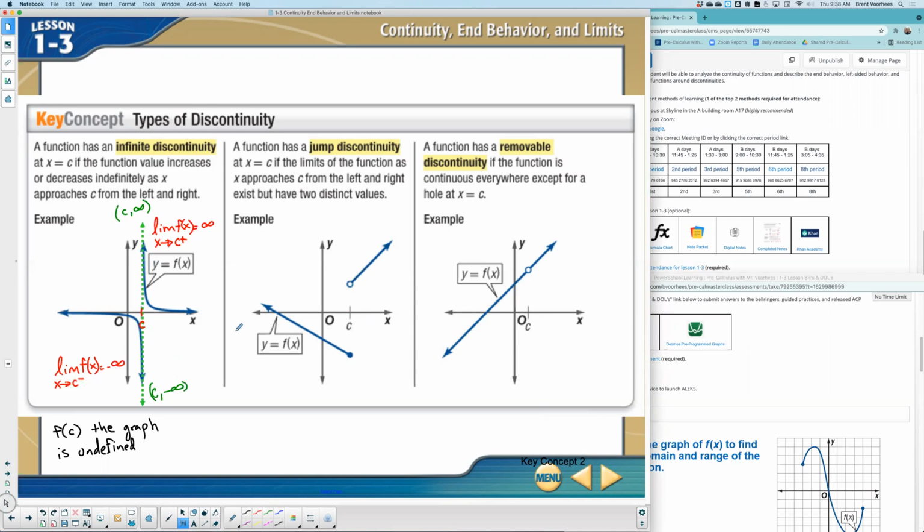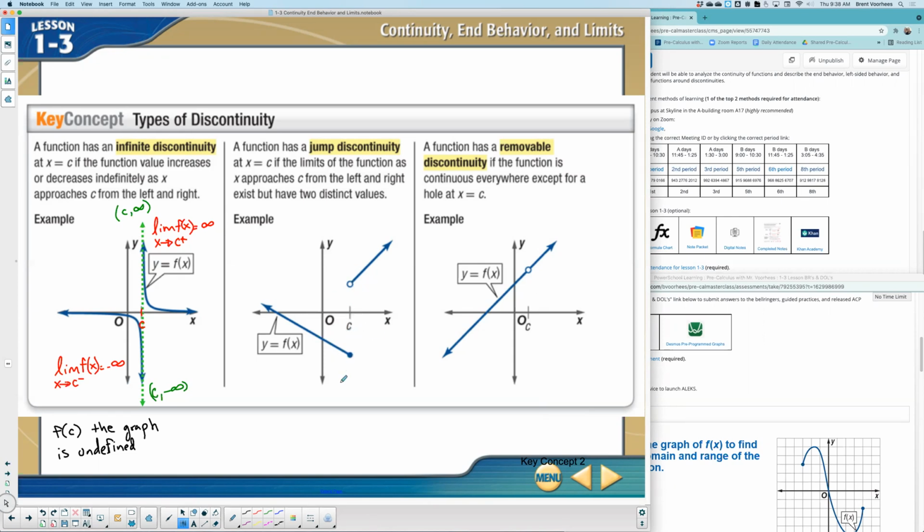Okay, jump discontinuity. So all that was to say, this is an infinite discontinuity because the graph was going to infinities. A jump discontinuity is when the graph at the break, so it's broken at C, at the break jumps from one place to another, and it's not infinities. So this one was going to infinities. This one's jumping from a real number to another real number. On this one, that is a jump discontinuity.